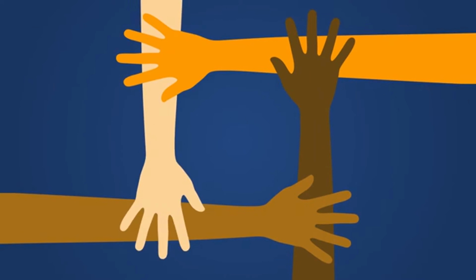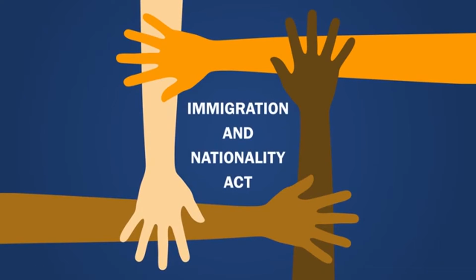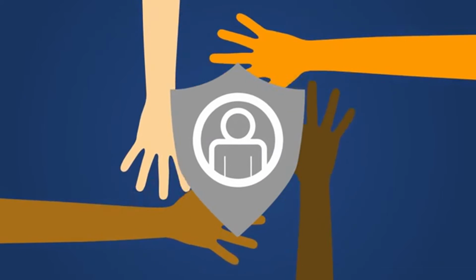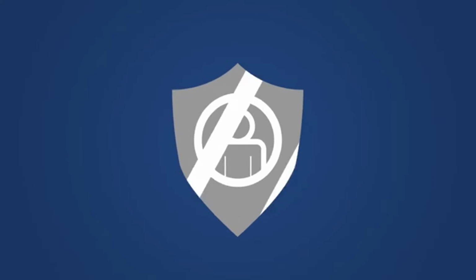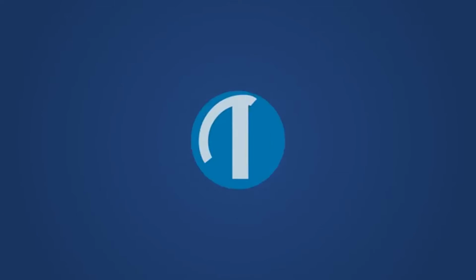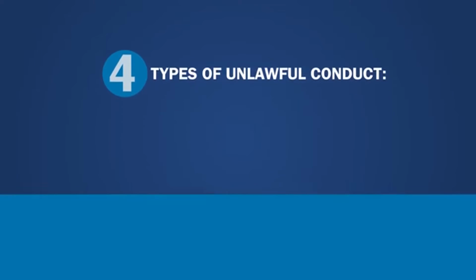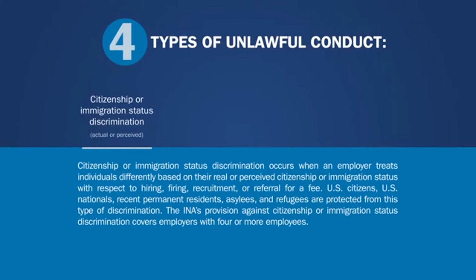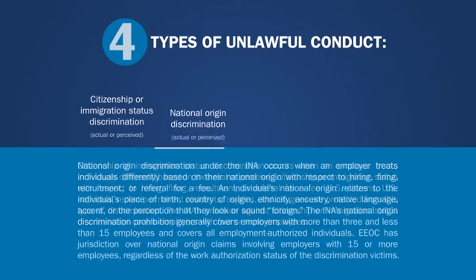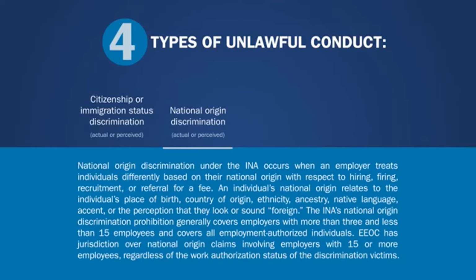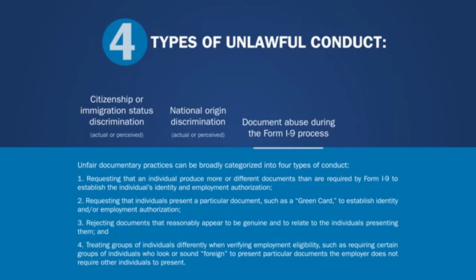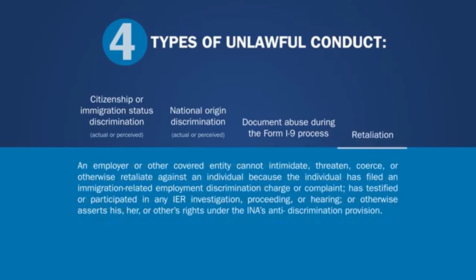In this chapter, we will explain how the anti-discrimination provisions of the Immigration and Nationality Act protect employees. Employers are prohibited from engaging in 4 types of unlawful conduct: citizenship or immigration status discrimination, actual or perceived; national origin discrimination, actual or perceived; document abuse during the Form I-9 process; and retaliation.